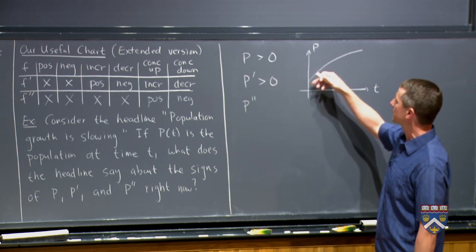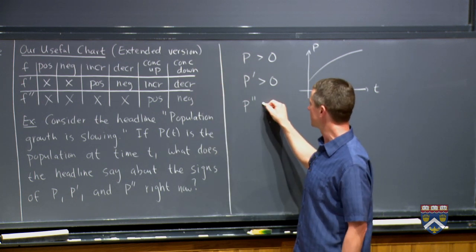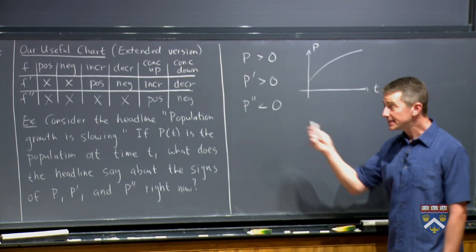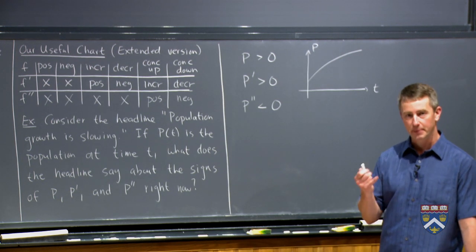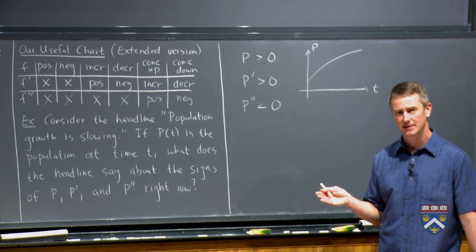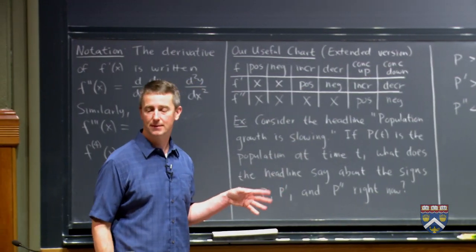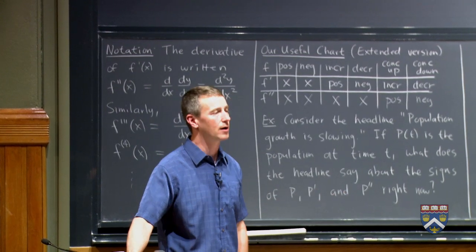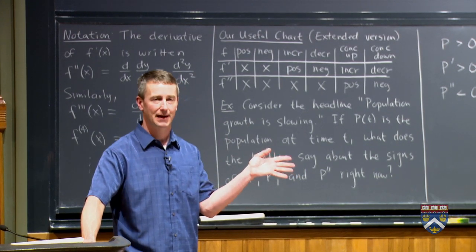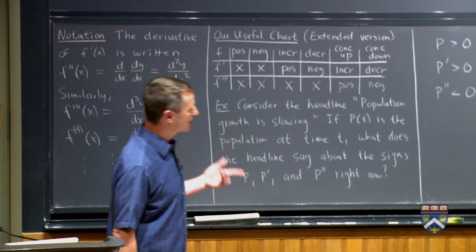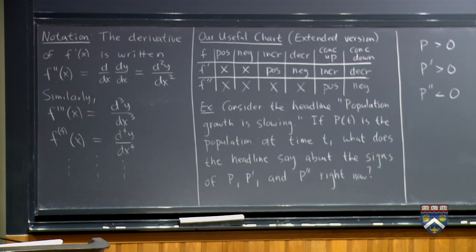Or we can go back to our chart here, right? We've got a concave down graph. If the original function p is concave down, the second derivative must be negative. So this simple sentence, population growth is slowing, tells us information about p, p prime, and even p double prime, just in that simple sentence. And I think that if you start to pay attention, you will find that you see sentences like this all the time, when something about a growth rate is accelerating, or a growth rate is declining, when you're talking about the spread of disease, or sales of phones, or anything like that. We see headlines like this all the time, and they include information about all three of these functions, the function and its two derivatives.